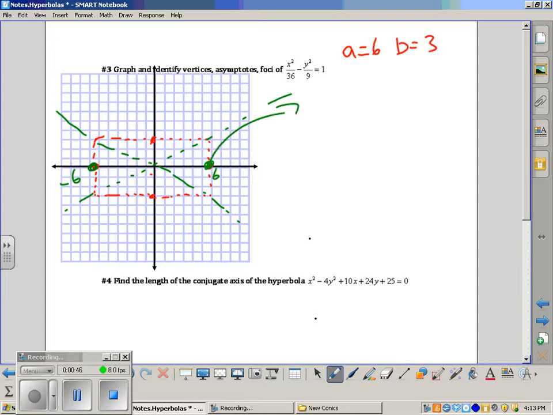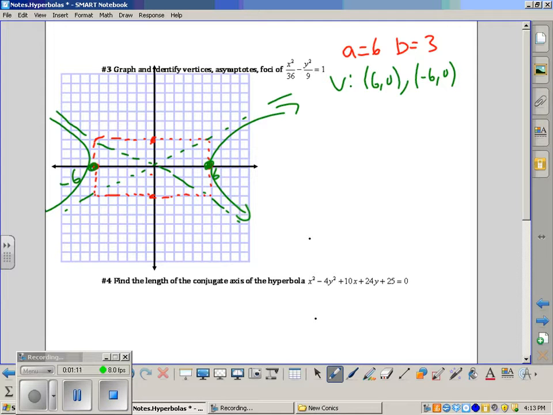So there is my hyperbola. And vertices, there are the vertices, 6, 0, -6, 0. And let's see, there aren't covertices, okay? You might be wondering that. So not like the ellipse.